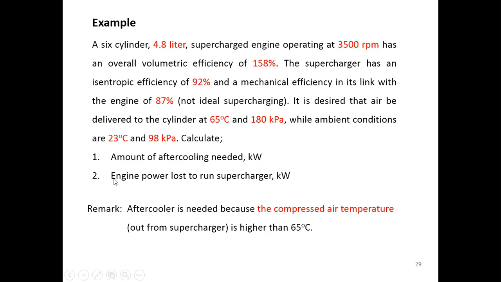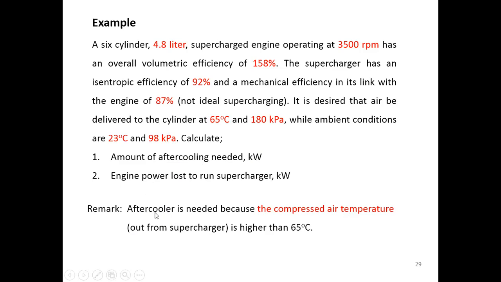Okay. The second question is the engine power loss to run the supercharger. It should not be considered a loss, because we intend to use some of the engine power to run the superchargers. So I put a remark here to make clear about the aftercooler.